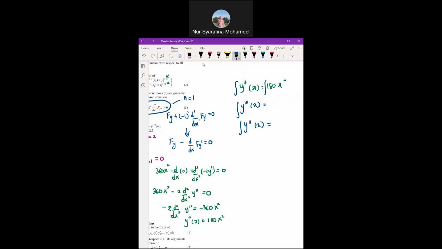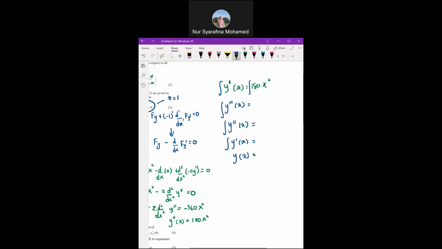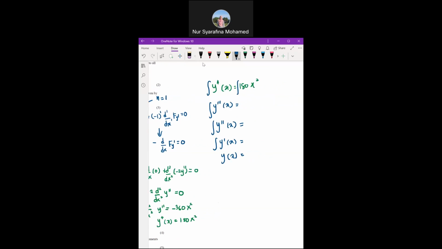Integrating y double prime will give you y prime, and integrating y prime will give you y(x). So you need to integrate one by one here. I'd like to give you the general solution; you can try after this. Integrate one by one, where the extremal of this problem is given by y(x) equals half of x to the power of 6 plus c1 x cubed plus c2 x squared plus c3 x plus c4.